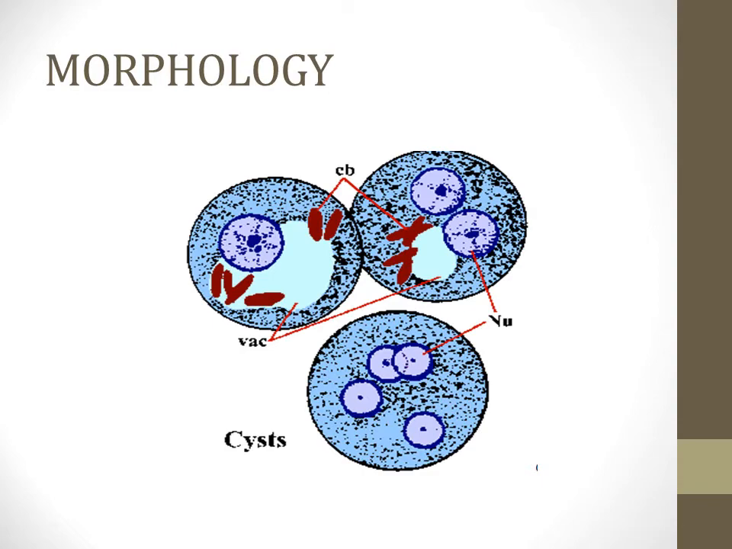This is the structure of the cyst of the Entamoeba. This is the electron microscopic picture of the Entamoeba histolytica cyst.